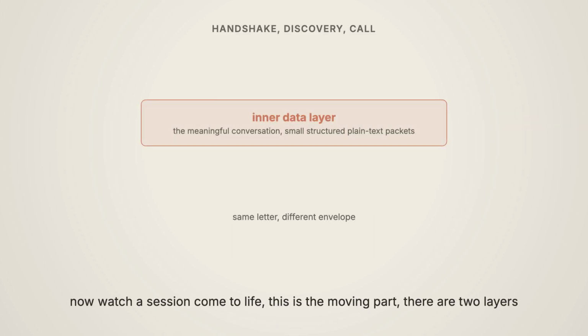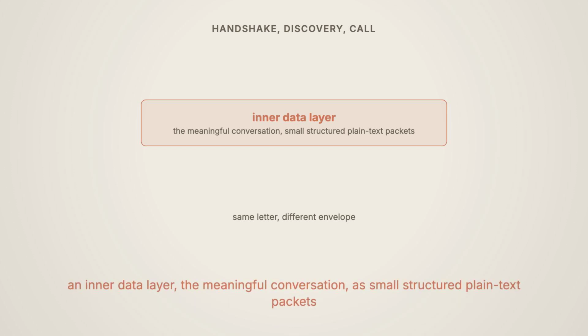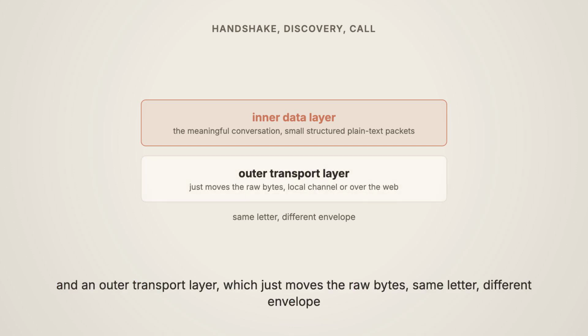Now watch a session come to life, because this is the moving part. There are 2 layers. An inner data layer, the meaningful conversation where messages travel as small, structured, plain text packets. And an outer transport layer which just moves the raw bytes through a direct local channel on your machine or over the web for a remote server. Same letter, different envelope. The session has clear steps.